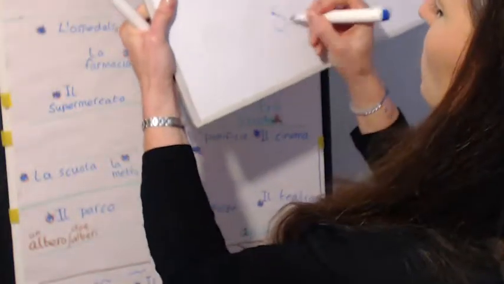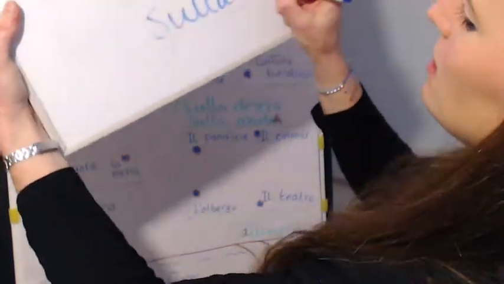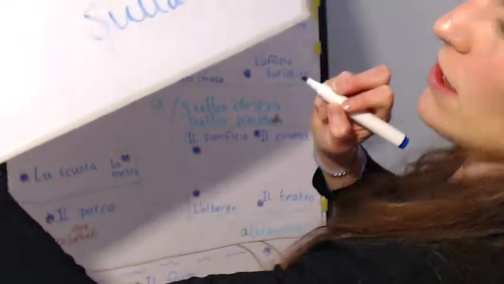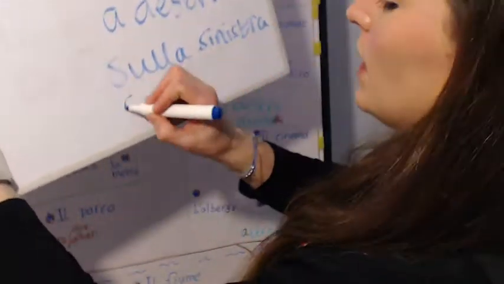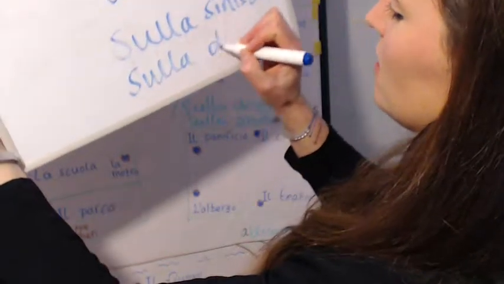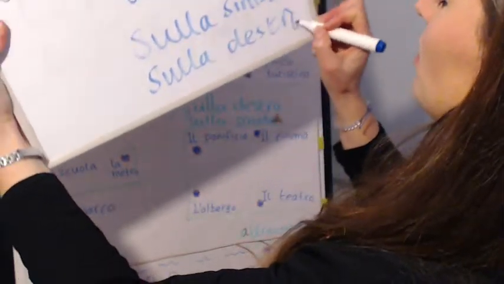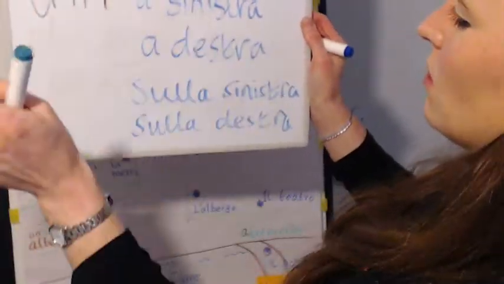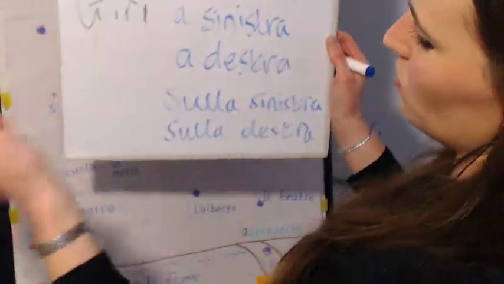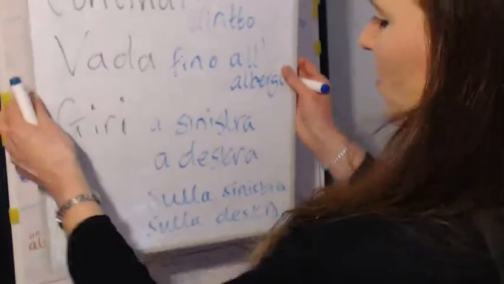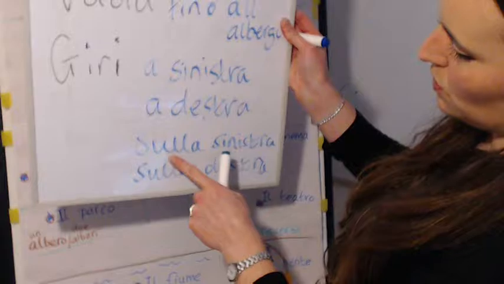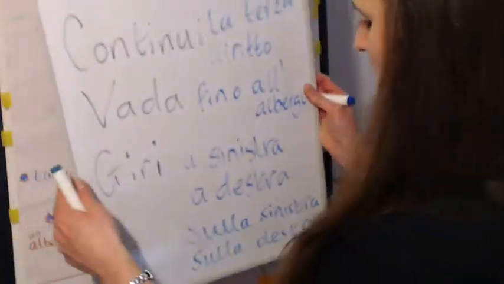You might hear sulla sinistra, on the left. Or you might hear sulla destra. So they're more or less the same as a sinistra, on the right. So in English we just say on the right, on the left. We don't differentiate between these two prepositions, su and a. Don't worry too much about that.